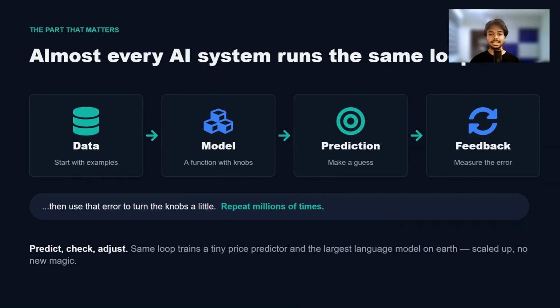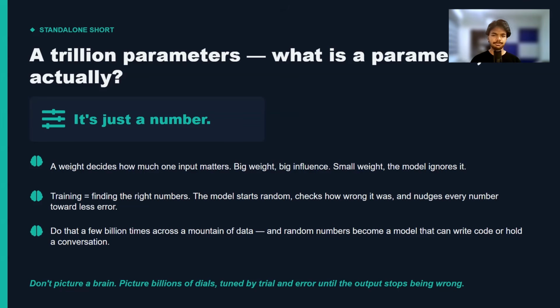When someone says GPT-4 has trillions of parameters, well, what exactly is a parameter? It's just a number, and that's the whole secret. Inside any AI model is a giant pile of numbers called weights. A weight decides how much one input matters over another. Big weights have bigger influence, and smaller weights, the model basically ignores. Training a model means one thing: finding the right numbers.